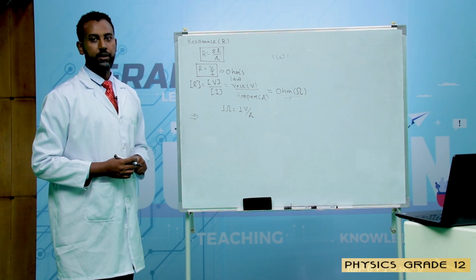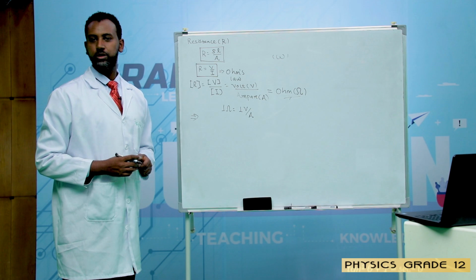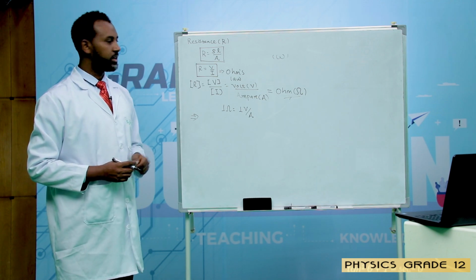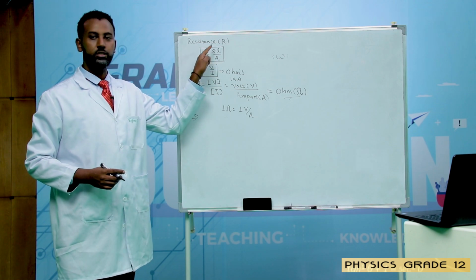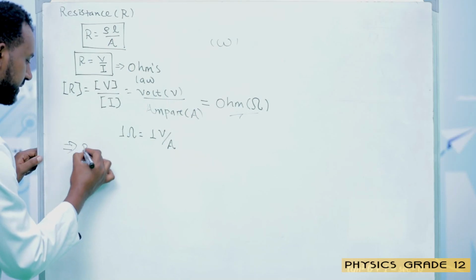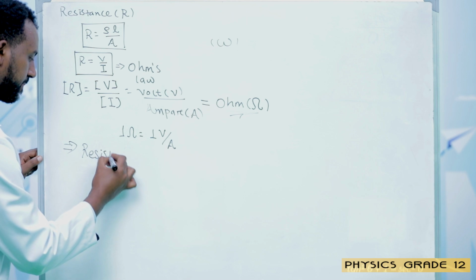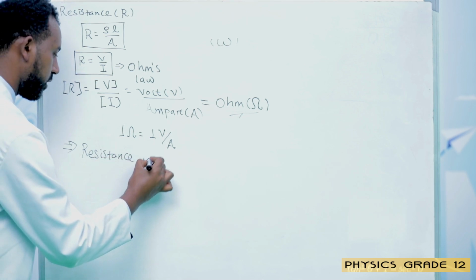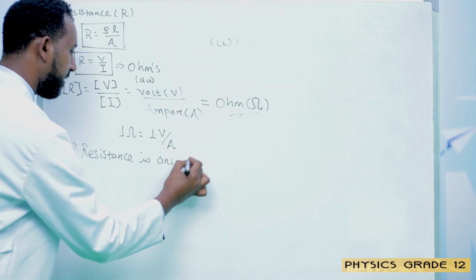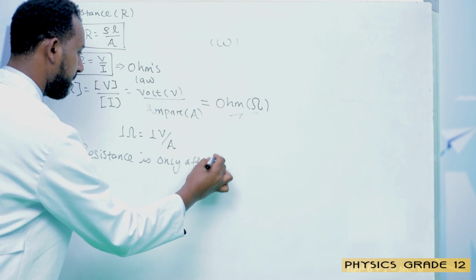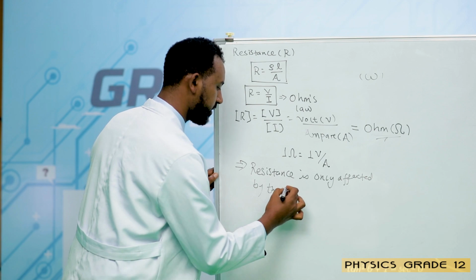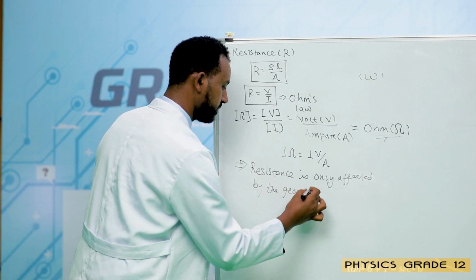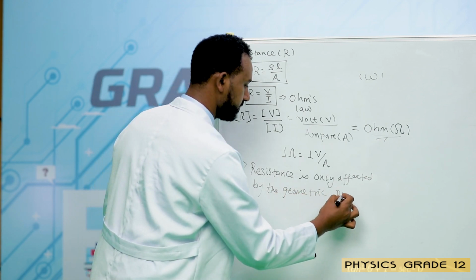Resistance is never affected by the increment or the decrement of electric current. Resistance is only affected due to the geometric property of the material.